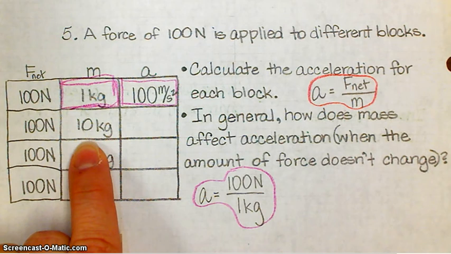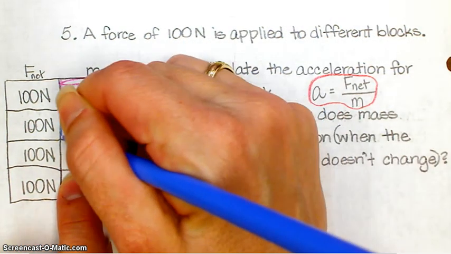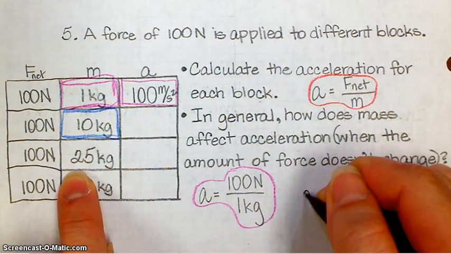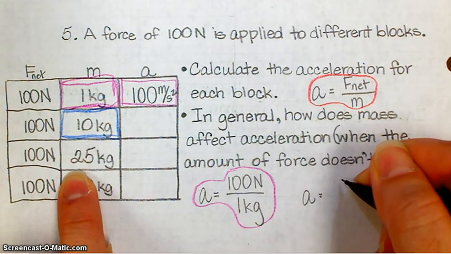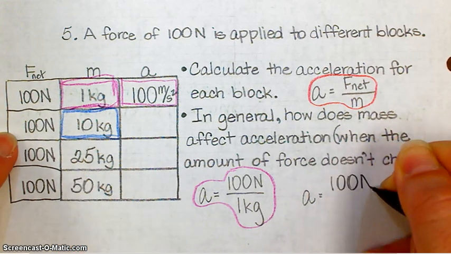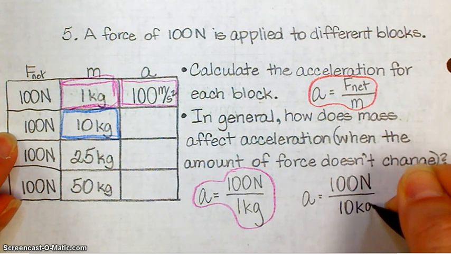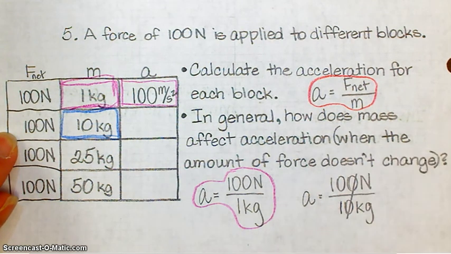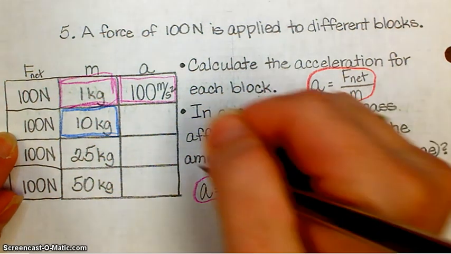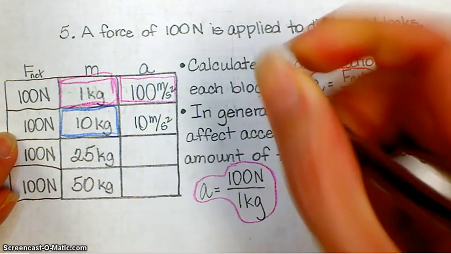Then we have a mass of 10 kilograms. And again, acceleration is net force divided by mass. Net force is still 100 newtons. The mass this time is 10 kilograms. 100 divided by 10 is the same as 10 divided by 1. And that's going to give us an acceleration of 10 meters per second squared.